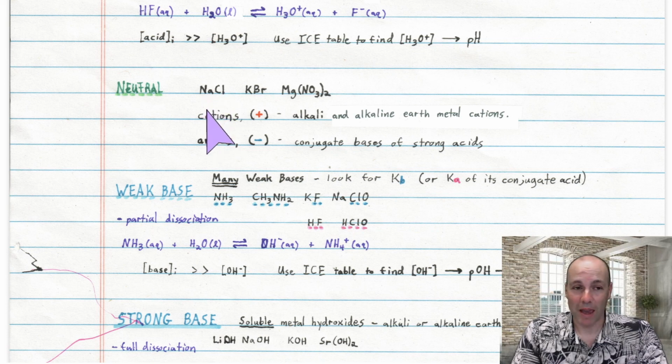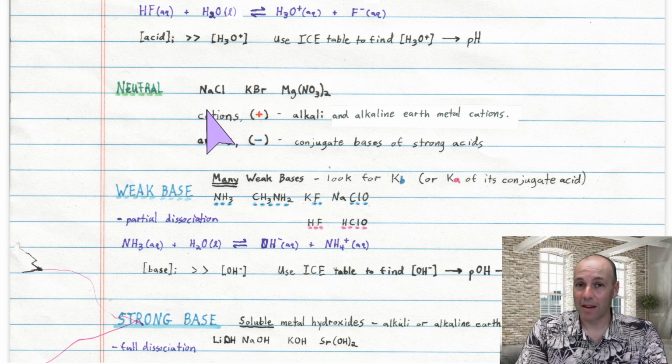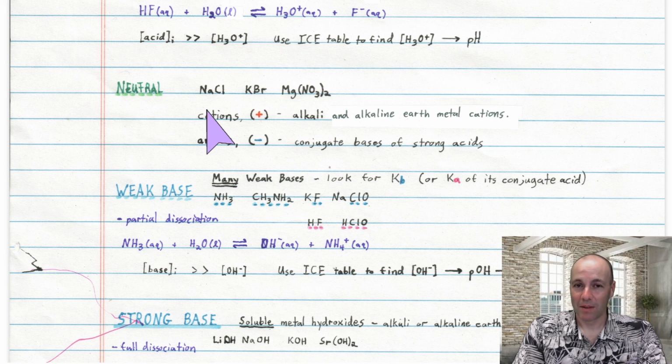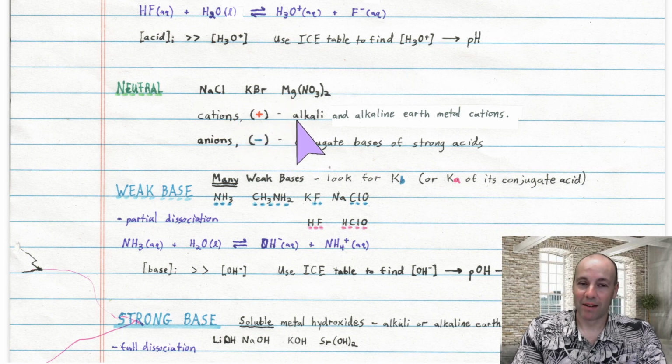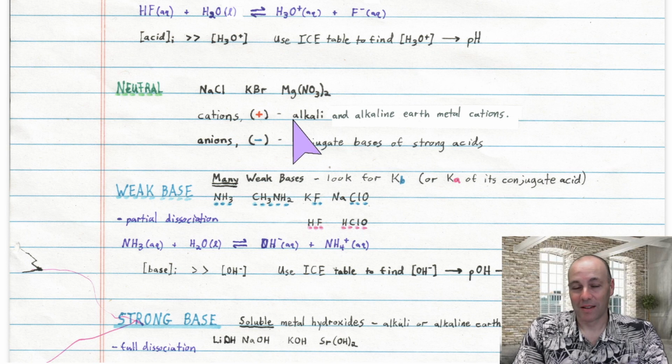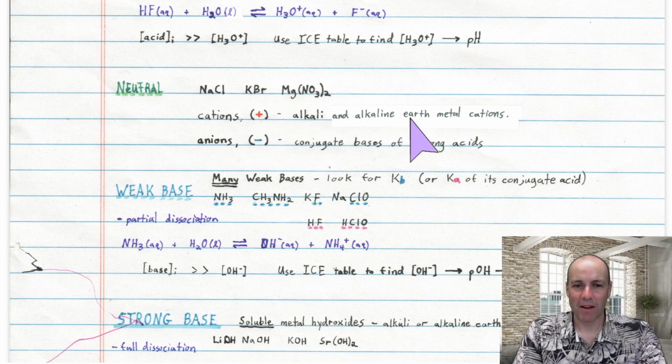Those are metal cations. There are other cations that can be acidic, but those are the conjugate acids of weak bases. Like ammonia, NH3, and if you give it a proton, it turns into NH4+. That's a cation, and that's a weak acid. But if it's a metal cation, it's only acidic if it's got a really high charge on it.